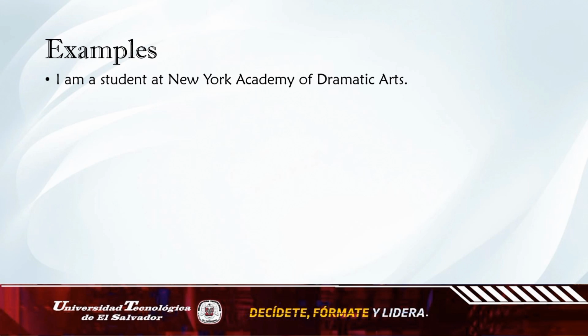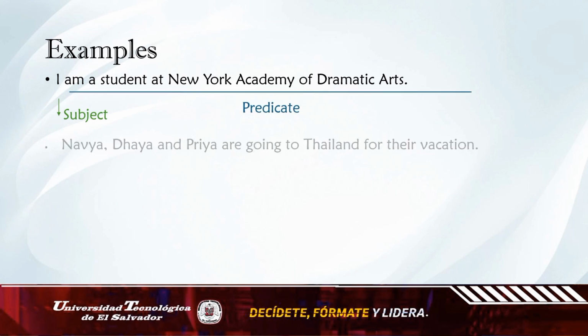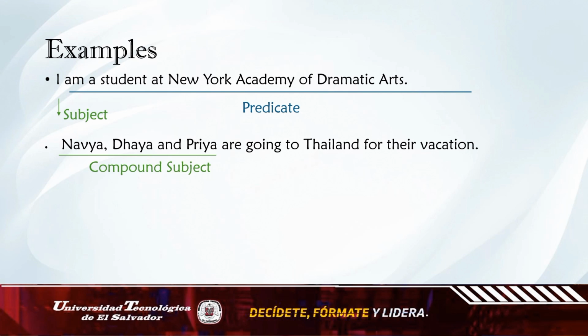I am a student at New York Academy of Dramatic Arts. In this sentence, I is the subject and the rest of the sentence is the predicate. Navya, Daya and Priya are going to Thailand for their vacation. Here we have a compound subject because we have three names, but it can also be things or nouns, and the rest is the predicate.